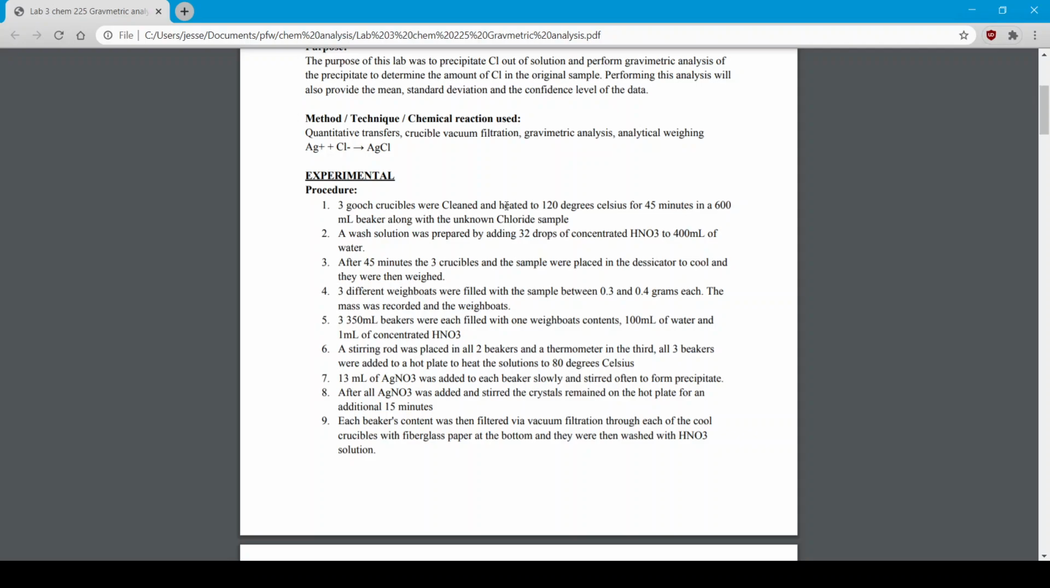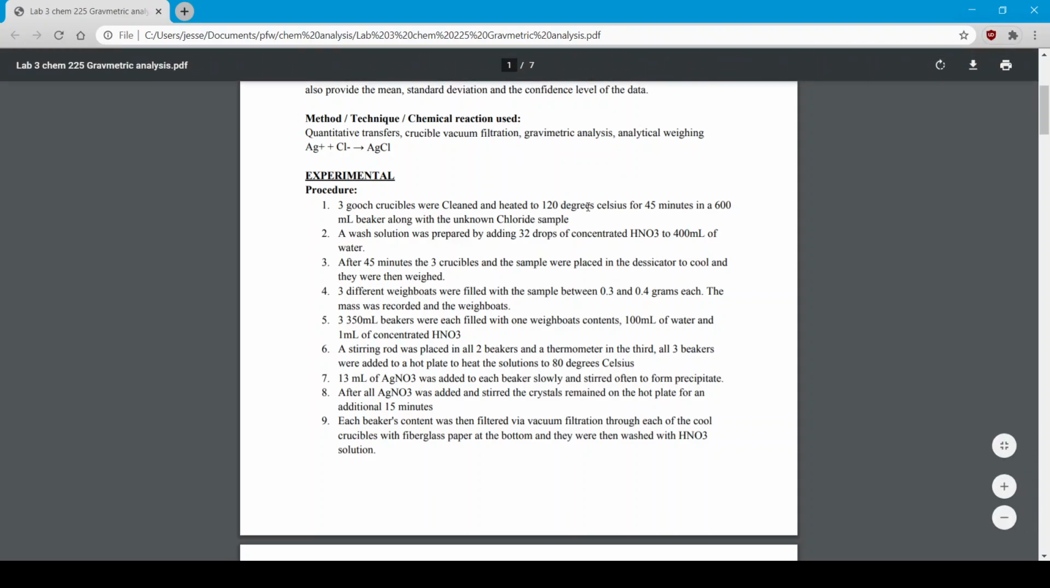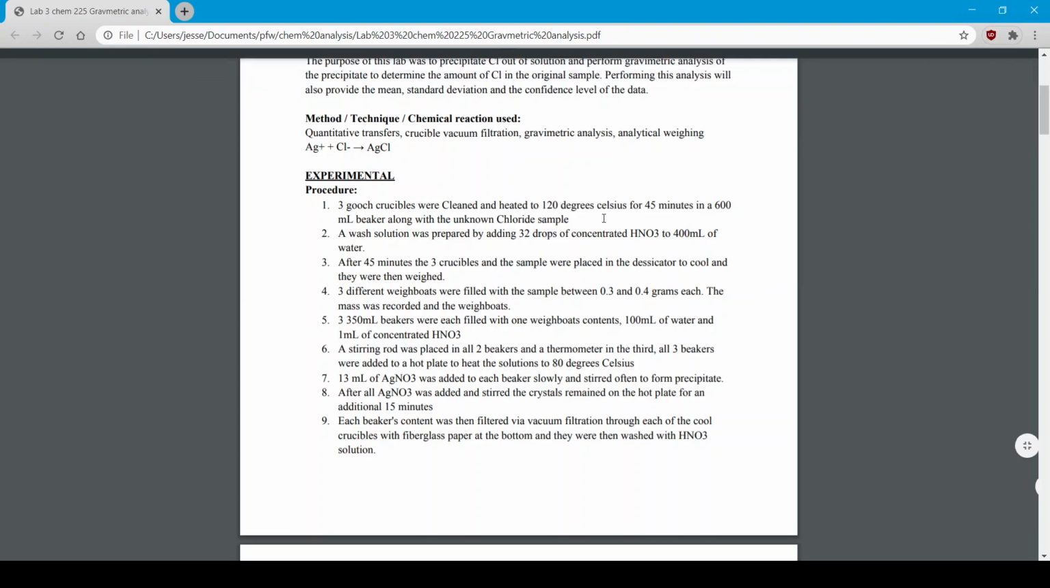Three Goose crucibles were cleaned and heated to 120 degrees Celsius for 45 minutes in a 600 milliliter beaker, along with the unknown chloride sample. So basically, how I started the lab to perform this gravimetric analysis is I took 3 Gooch crucibles, which essentially hold the precipitate later on to perform the vacuum filtration, and they're made out of a ceramic-like material. I put them in a 600 milliliter beaker, and I placed them in the oven in the lab to get them to 120 degrees Celsius to essentially remove any moisture.